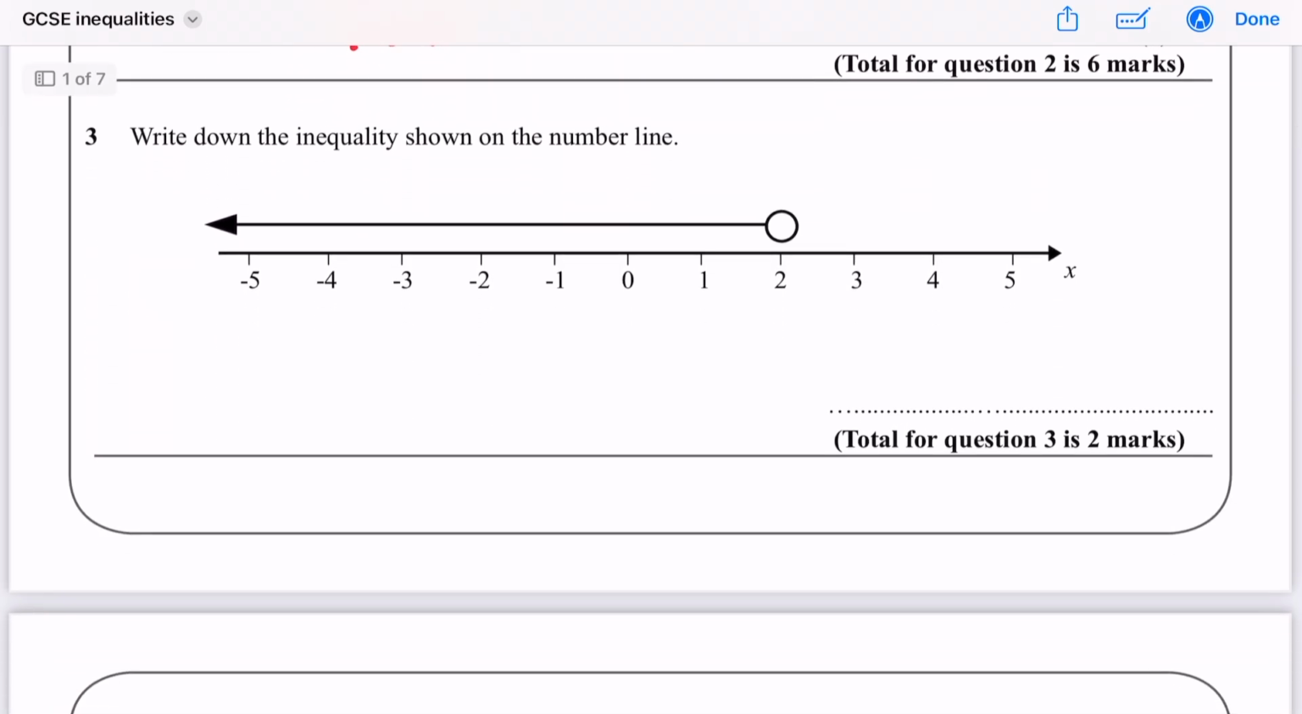For question 3, it says, could you write down the inequality shown on the number line? The hollow circle is right there at the 2. So is it less than 2 or is it more than 2? Well, the arrow is going in this direction. That means it's less than 2. Oh, but bear in mind this is x. We are going to write x is less than 2. Let's move on to the next one.